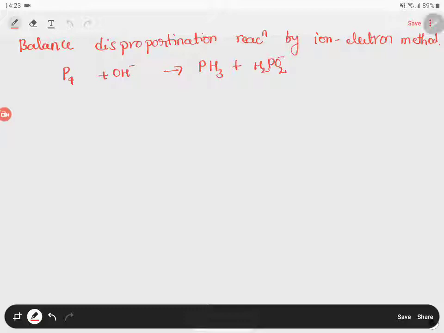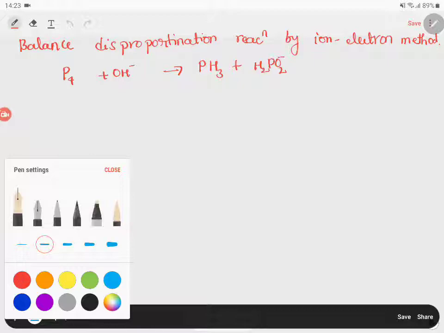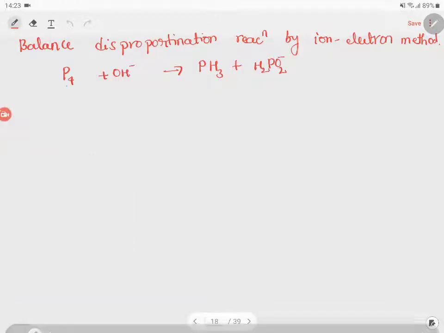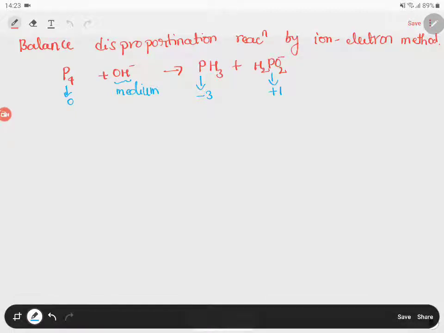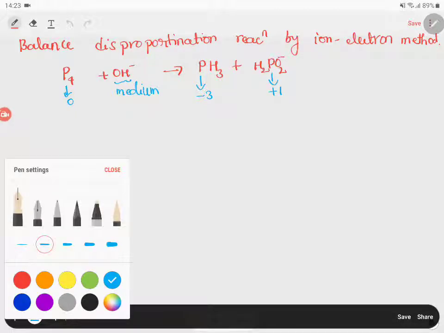First of all, identify whether it's a disproportionation reaction or not. Simple. First, we find the oxidation number. The oxidation number of phosphorus will be 0. This is the medium, and the phosphorus oxidation number will be minus 3. And here the central atom is phosphorus, its oxidation number is plus 1. Therefore, from the equation it is very clear that it's an example of a disproportionation reaction.